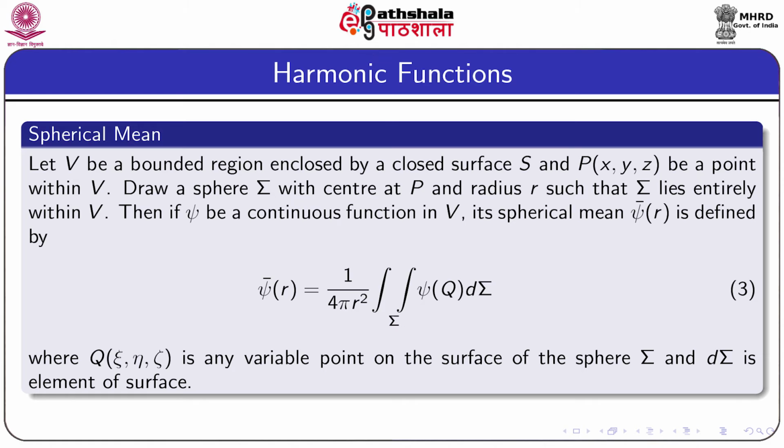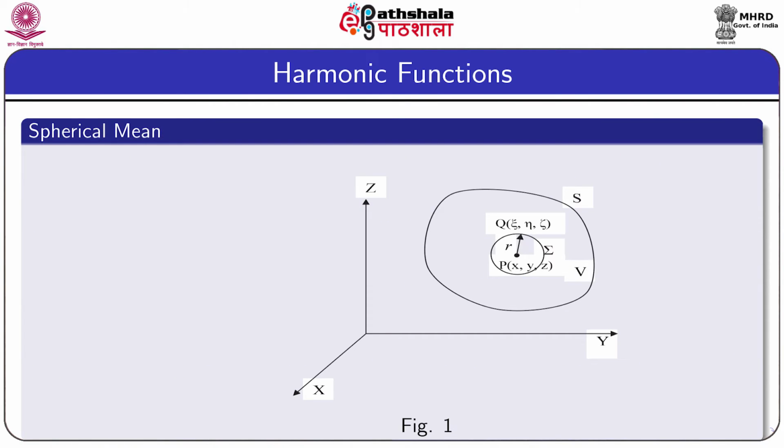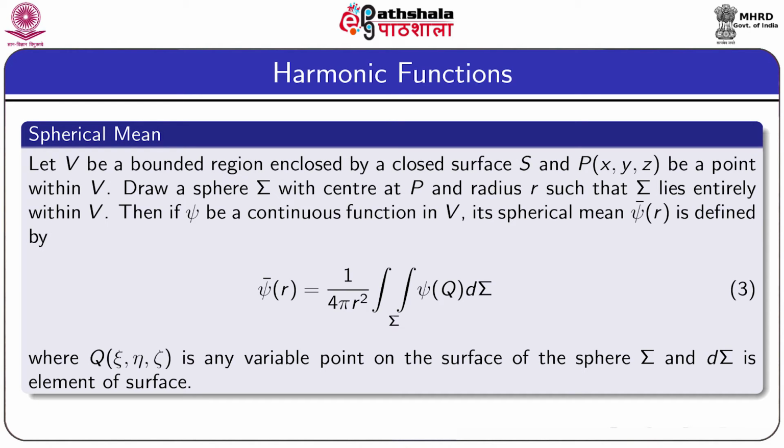Now, I am going to define the spherical mean. Let V be a bounded region enclosed by a closed surface S and P be a point within V. So, the figure is given here. P is a point which has coordinates x, y, z, and around P we are drawing a sphere of radius small r, and the surface of the sphere is denoted by sigma, and we have drawn the sphere in such a way that sigma lies entirely within V.